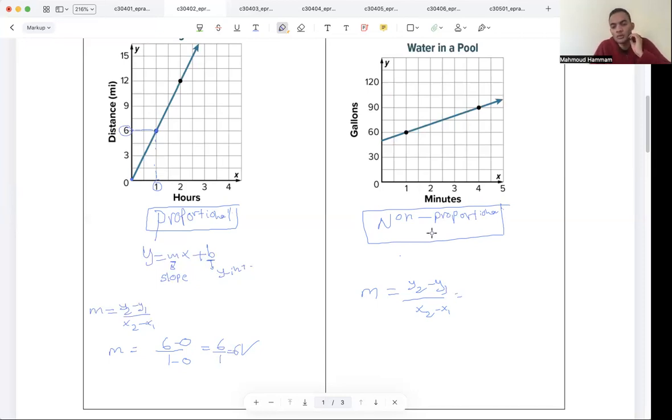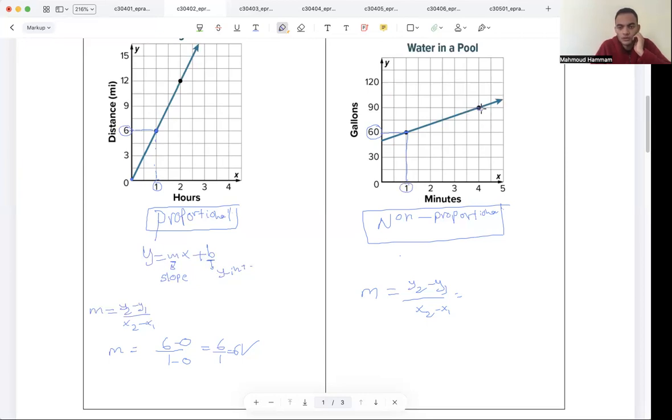How do I know it's not proportional? It is not passing through the origin. Is it passing through the origin? No. So I must use my rule, which is y2 minus y1 over x2 minus x1. Mister, what are these letters? Let's think about this point. The y is 60. And the x here is 1.